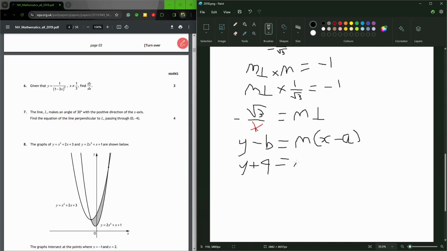And then m, well, we know what m is now. It's minus root 3. And then we have x minus a. What's minus a? It's 0. So we can actually just ignore that whole bit. That's very helpful, don't you think? So y plus 4 equals minus root 3 x. Make sure to draw your x outside the square root, otherwise stuff could go wrong.